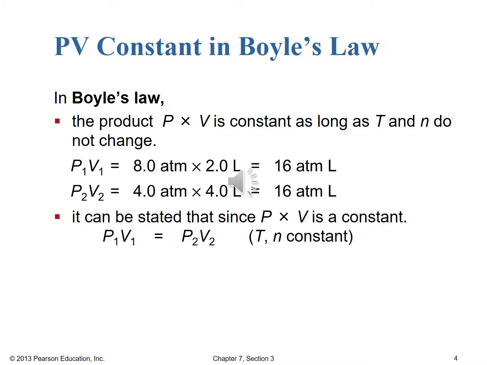So Robert Boyle was able to show this experimentally and arrive at this relationship of P1 V1 equals P2 V2, strictly holding temperature and number of moles constant.